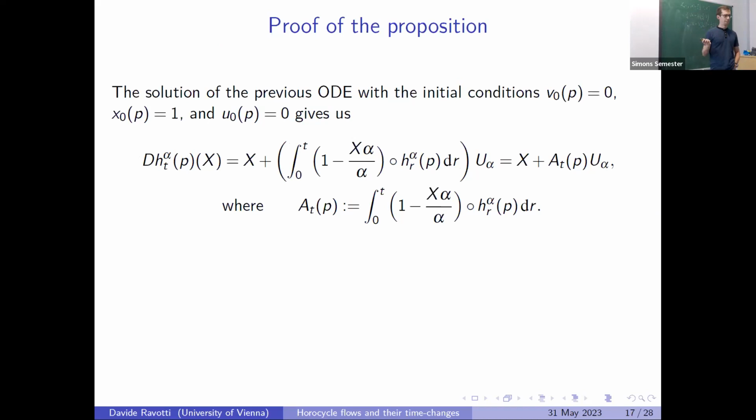Okay, so if I start from my vector field x and I push it with the time t map of the time change or horocycle flow, I get again x plus something that I expect to grow in t in the direction of the time change flow. But this time, the difference is that the coefficient is not constant anymore. I mean, we don't expect it to be constant. It's not the unperturbed flow, right?